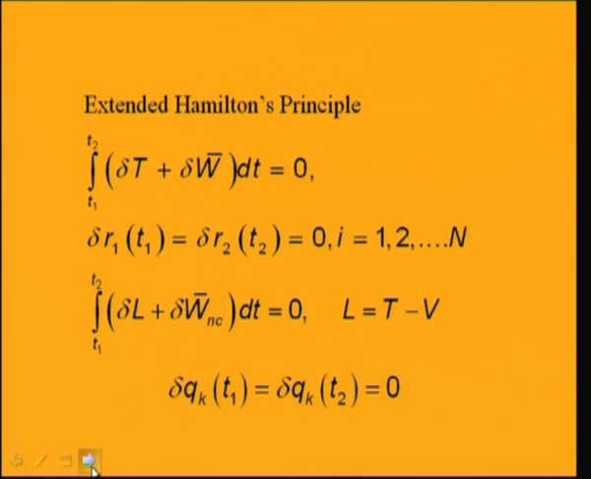Also, you can find the equation of motion by using the extended Hamilton principle. In this case you use the expression: the integral from T1 to T2 of del L plus del WNC dt equal to 0, where del Qk at T1 and T2 equals 0, and del Qk is the virtual displacement of the system. So, the virtual displacement of the generalized coordinates is 0. You may note that a generalized coordinate may or may not have any physical meaning, but they are the minimum number of coordinates used to define the motion of the system.